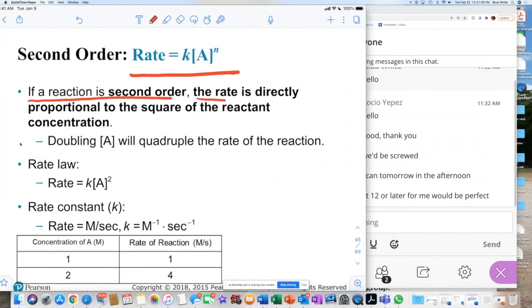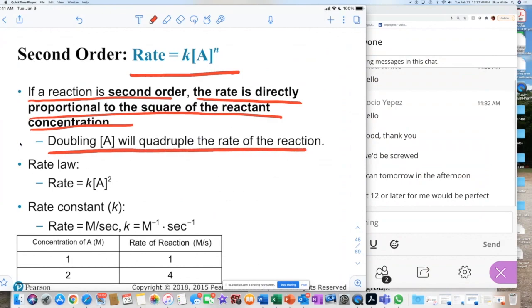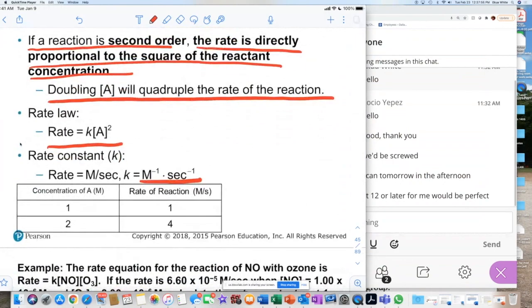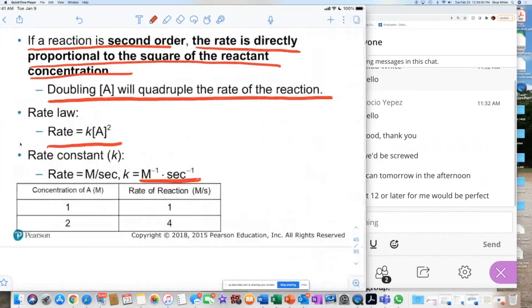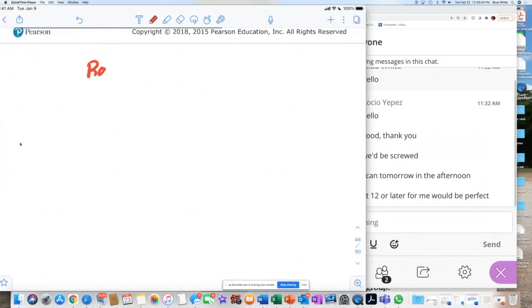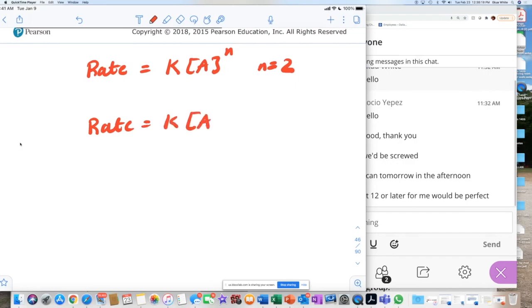If a reaction is second order, the rate is directly proportional to the square of the reactant concentration. That's what we got. That's why doubling A will quadruple the rate of the reaction. Okay, this is what the rate law looks like, and this is the unit for the constant, and this is the implication. So let me go over that real quick, and then we'll start working problems. For a second order reaction, the rate law is the generic form, A raised to the power N, where N is equal to 2. So rate is equal to K, A raised to the power 2. How are rate and the concentration of A related? The concentration of A is squared to influence the rate.